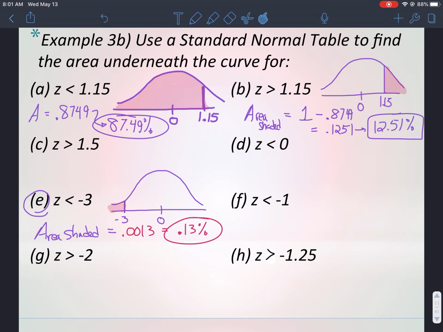At this point, I'd like you to pause the video and see if you can try parts C, D, F, G, and H. Notice that in H, it's a greater than symbol. So we're going to change that one.